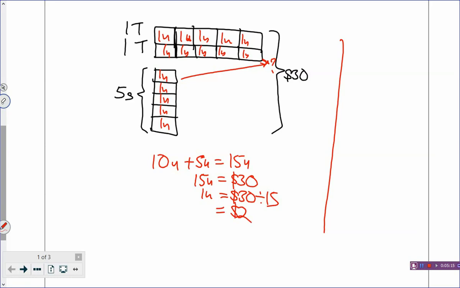So now can you find the question mark, which is to find 1 towel and 1 pair of socks together. So 1 towel costs 5 units, and 1 pair of socks costs 1 unit, and the total will be 6 units. So how much is 6 units? 6 units will be 6 times $2. So the total cost of 1 towel and 1 pair of socks is $12.